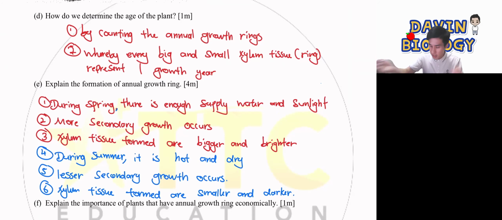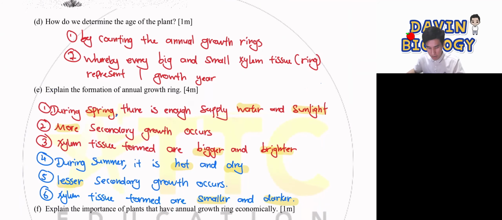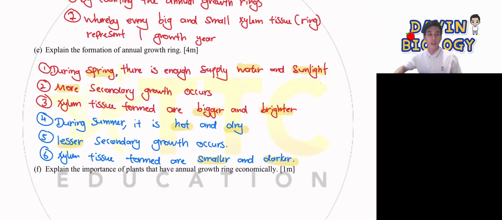Understand, right? So mention the season, the condition, then talk about secondary growth, more secondary growth. Then obviously the most important one, the rings: big, right? Summer, hot, dry, less growth, small, dark. Then if this is an essay, they might want you to say that every big and small xylem tissue represents one growth year. Okay, right, everyone? If you've got a problem, you can ask, but I think I explained very clearly already, right?